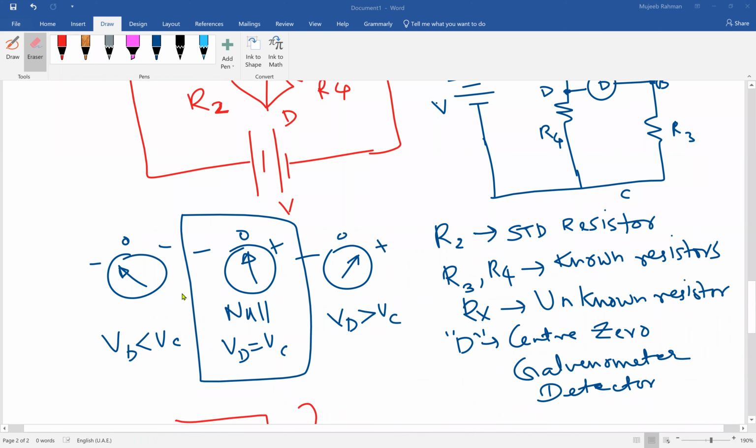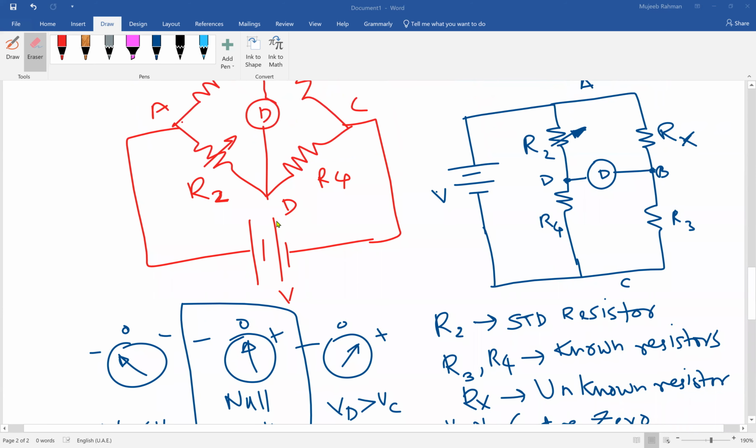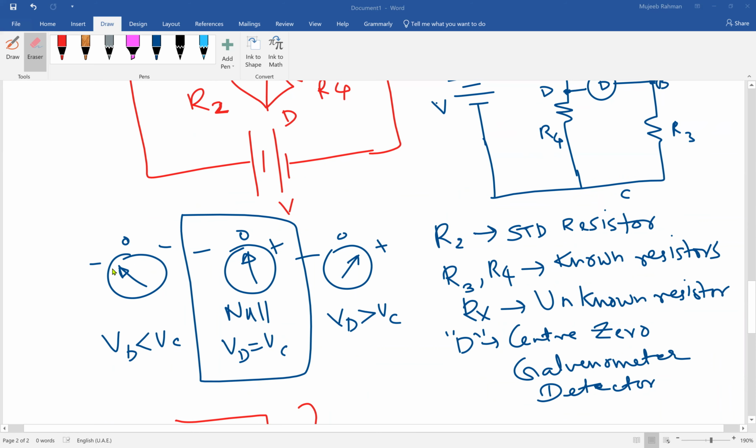We are expecting 3 basic conditions here, as I have mentioned earlier, that it is a center zero galvanometer, because under normal conditions, if no voltage is applied, or in a disconnected, unwired situation, you will get a null or zero reading. Depending upon the potential, for example, in this particular example, if VD is greater than VC, you may get a deflection of the galvanometer like this. And if VD is less than VC, you will get a deflection in the opposite direction. So it can be used for measurement of current in both directions.